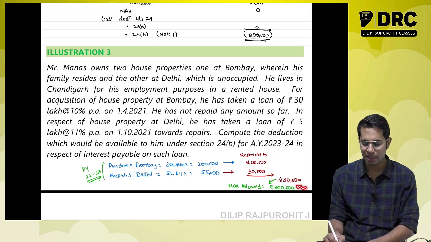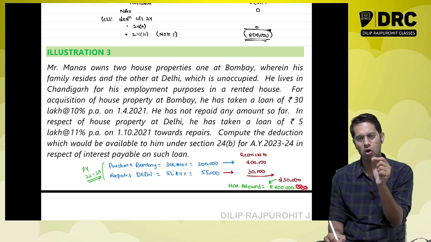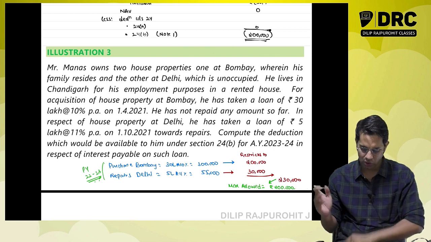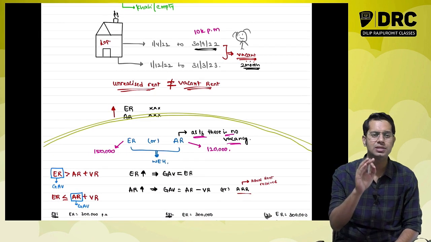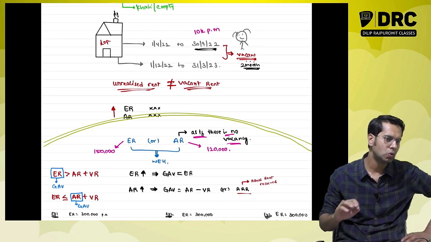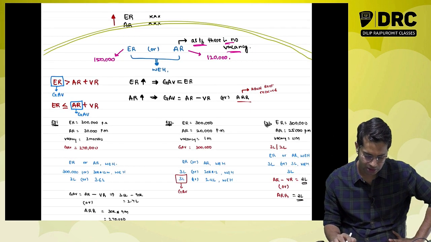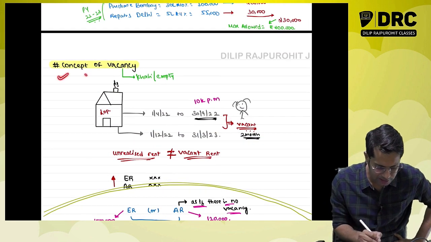But the maximum deduction allowed for a self-occupied property is how much, sir? 2 lakh. So in this case you will get a maximum interest deduction of 2 lakh rupees. Okay, let us come to the next concept.